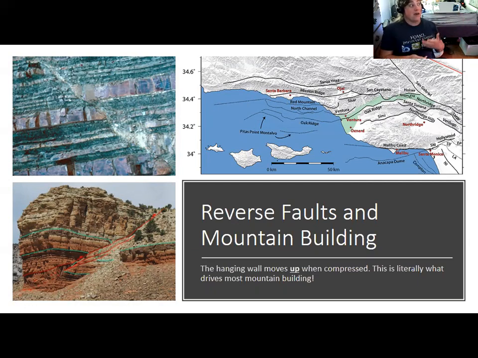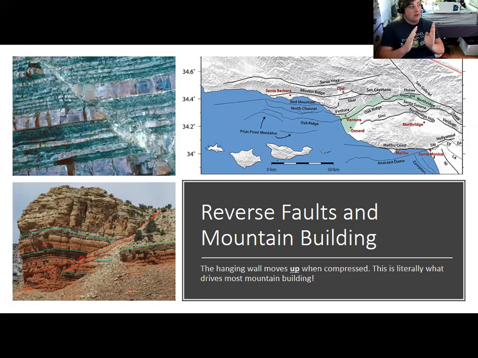We don't really observe it happening because even when you have a large earthquake, the amount of movement along the fault is going to be pretty small. For example, there was a big earthquake in Nepal about 5 years ago in Kathmandu that destroyed a lot of the city, and that was an earthquake related to movement along a reverse fault.